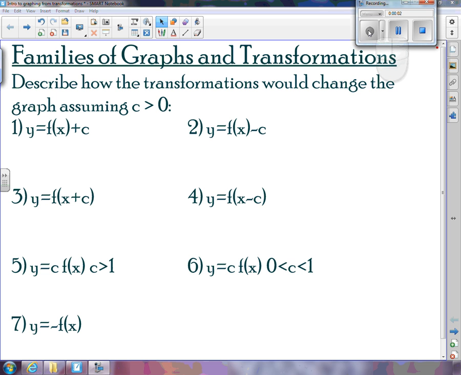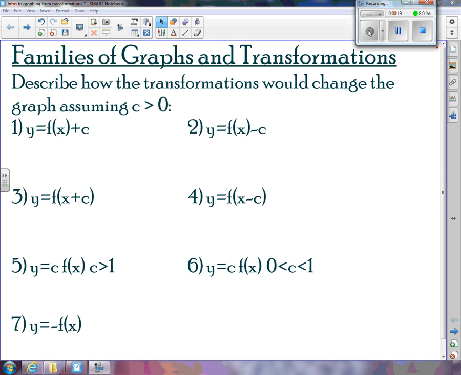Hi guys, today we're going to continue our discussion about families of graphs and graphical transformations. So we've started this by just talking about how an absolute value graph gets transformed, but really everything that we learned applies to any kind of graph out there. So here we're just going to write this in general.